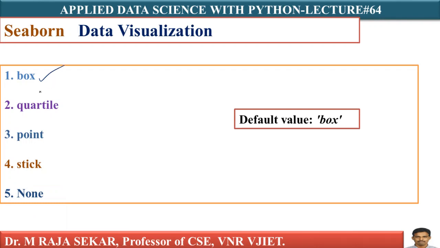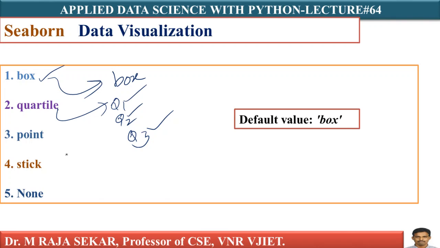Inner may take box. If I keep inner equal to box, what happens? It draws a miniature of box plot. Box means box plot. Miniature means a small box plot will be created inside the violin, isn't it? We will try to understand. Here quartile: if you keep inner equal to quartile, it draws the quartiles of the distribution. We know what quartiles are: Q1 is the first quartile, Q2 is the second quartile, Q3 is the third quartile.